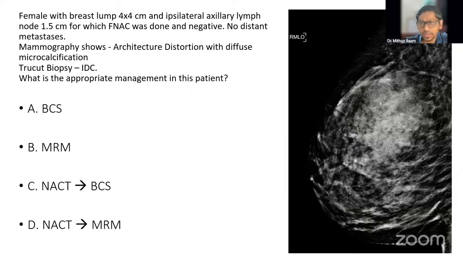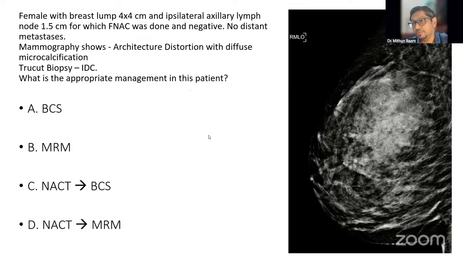This is a clinical scenario, and these kind of questions are very common. You will get clinical scenarios with imaging questions as well. This is an image of a mammogram. This is a female patient with a 4 into 4 centimeter breast lump and an ipsilateral axillary lymph node measuring 1.5 centimeter. FNA has been done from that lymph node, and that FNAC is negative. And this patient on imaging has been found to have no evidence of distant metastasis.